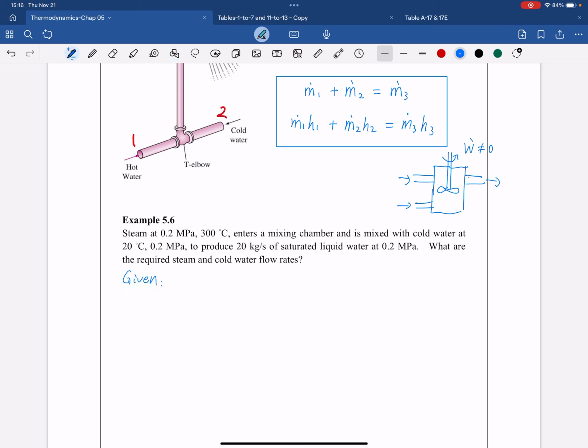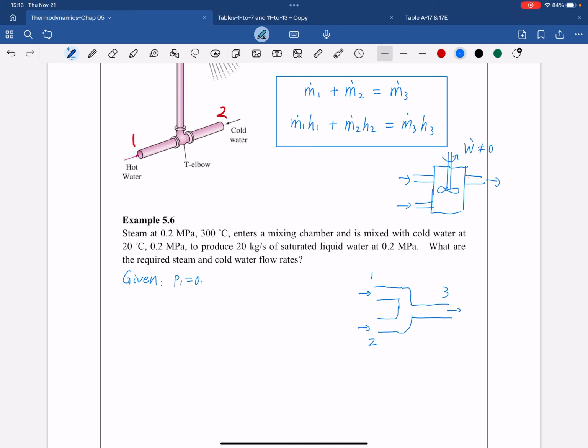We can make a sketch for this example problem. We have a mixing chamber, with one inlet, another inlet, and the outlet. So here, inlets and outlet. Let's label them as 1, 2, and 3. So at the inlet 1, we have steam.